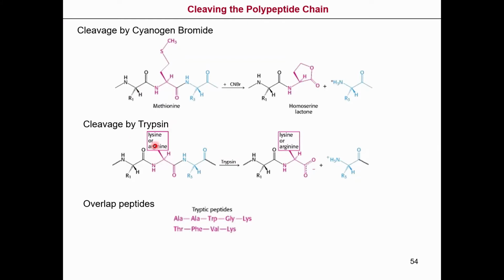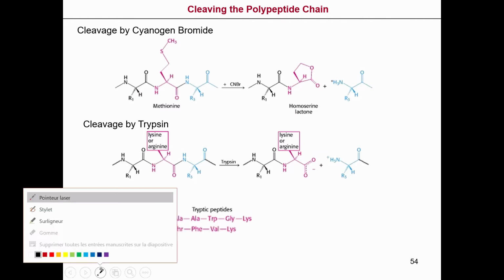with trypsin. Trypsin will cleave the peptide on the C side of lysine or arginine. So we will have here two peptides. With this technique, we can analyze the two peptides with the Edman degradation, for example.